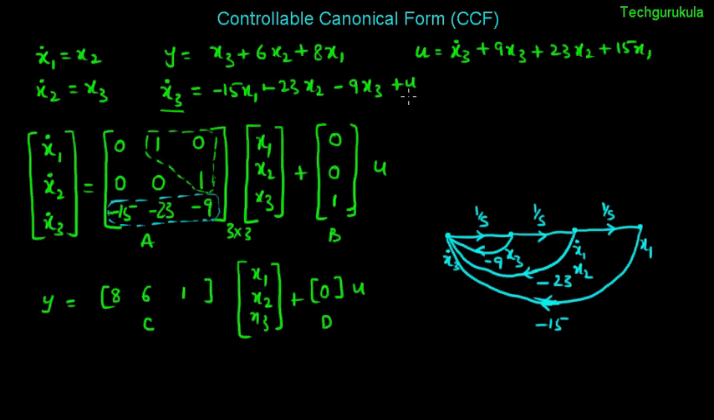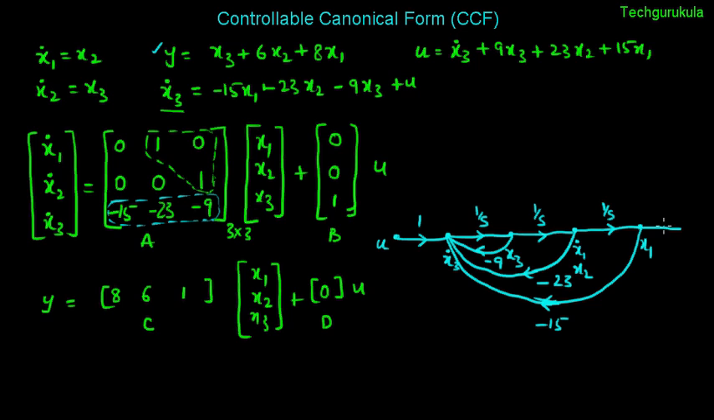And it also depends on u, the input. So let's say input is here. Magnitude is 1. So x3 dot from the signal flow graph we can say is u minus 9 times x3 minus 23 times x2 minus 15 times x1. So that's what the equation represents, and you get the same from the signal flow graph. Now let us see how to represent y here. So y is equal to 8 times x1.